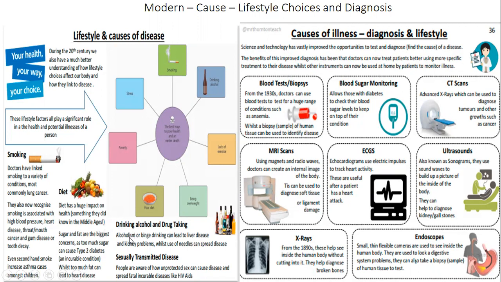Drinking alcohol and drug taking. So alcoholism or binge drinking can lead to liver disease and kidney problems, whilst use of needles in drug taking can also spread disease. And there's many other illnesses that drug taking can cause. And sexually transmitted disease. Now, people are aware of how unprotected sex can cause disease and spread fatal, incurable diseases like HIV/AIDS.